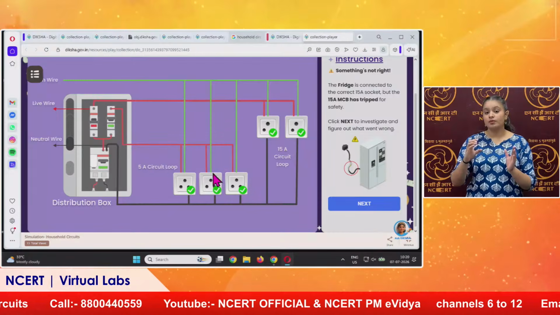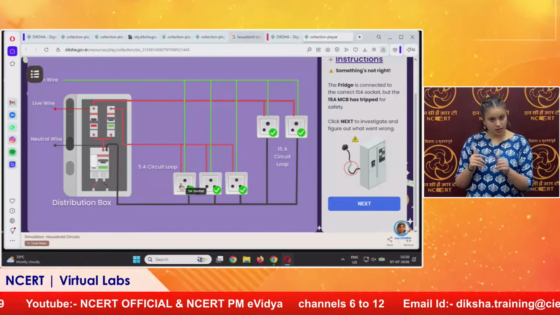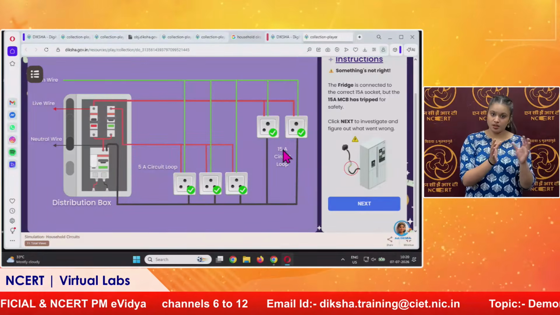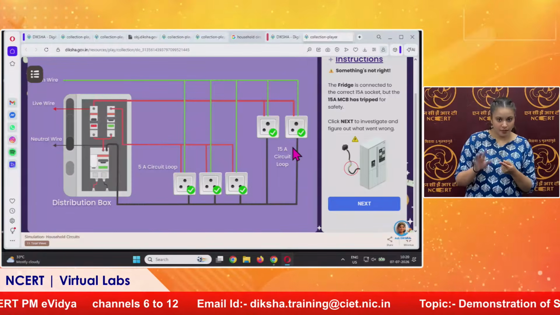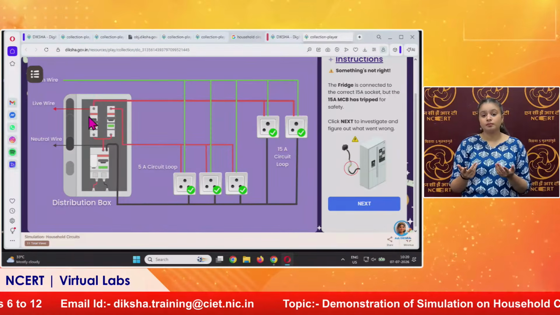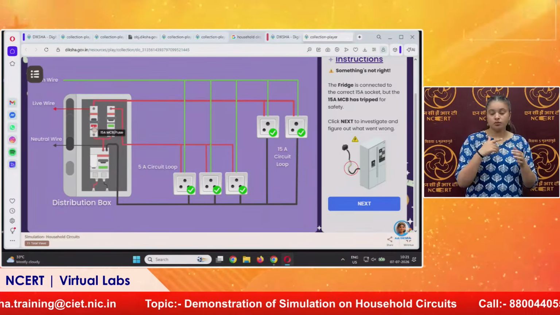One MCB, miniature circuit breaker, is for the 5 ampere circuit loop, and one is for the 15 ampere circuit loop. So if some fault happens in the case of the fridge or something, in that case this MCB will trip. So accordingly we will have to check it.